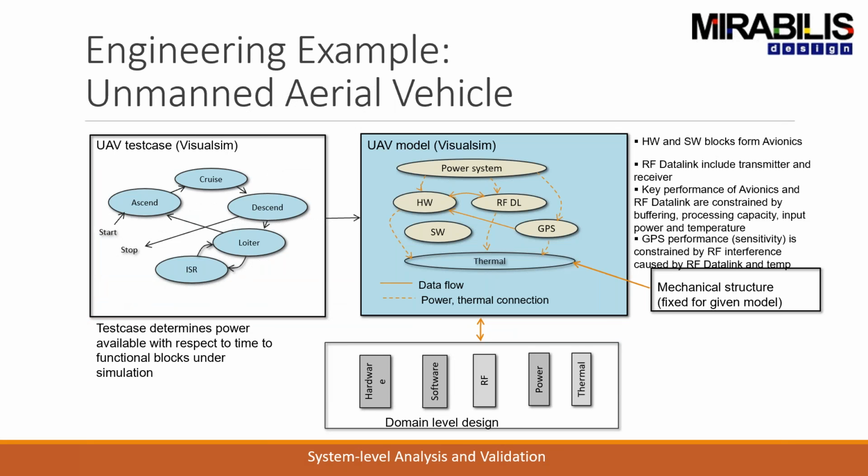Now, before we get started on going into all the details of digital twin, I'll just bring up one example that will give you an idea of how the digital twin works. What you have here is an unmanned aerial vehicle, and here what you're looking at is really three parts. The first part is the test case, which is the combination of ascent, cruise, descent, loiter, and ISR, while then you have the actual block diagram that describes the system, which in this case happens to be the UAV.